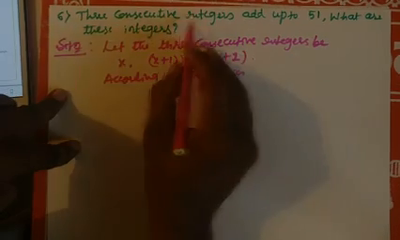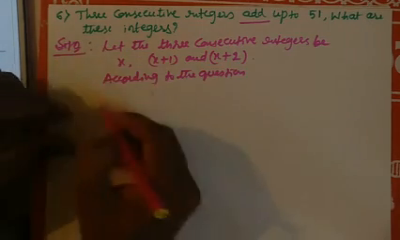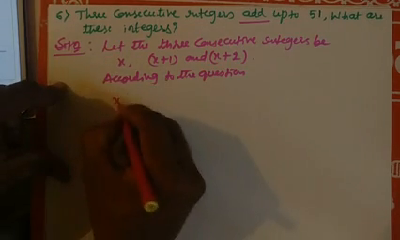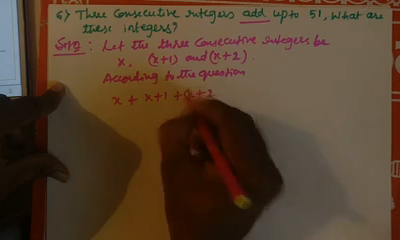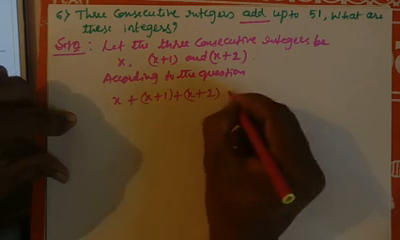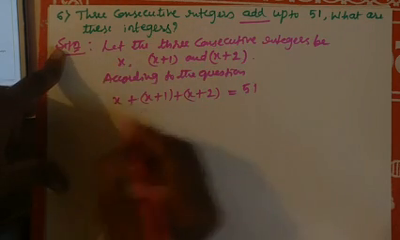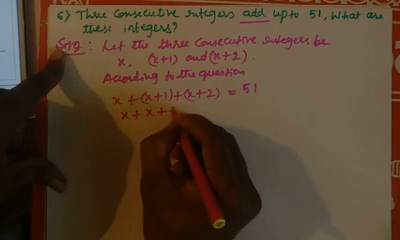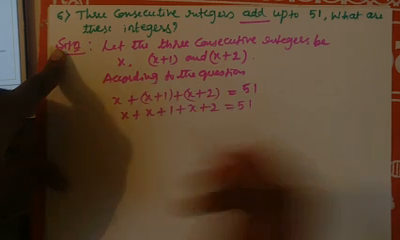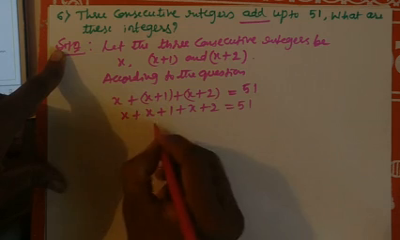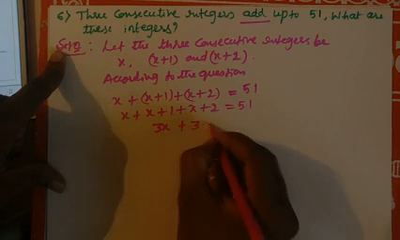3 consecutive integers add means what? Addition. Okay, according to the question, x plus x plus 1 plus x plus 2, okay, is equal to 51. Okay, x, plus 1, plus x plus 2 is equal to 51. How many x are there? 1, 2, 3. 3x plus 1 plus 2, that is 3, is equal to 51.